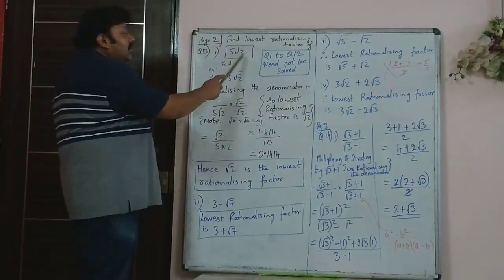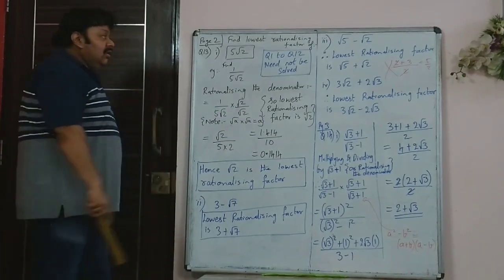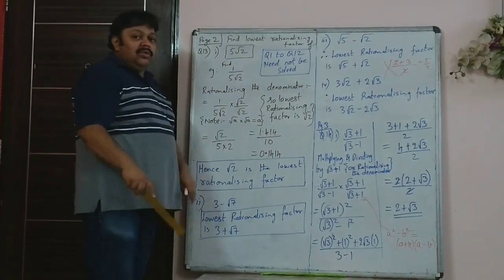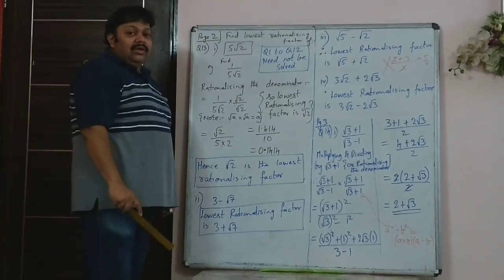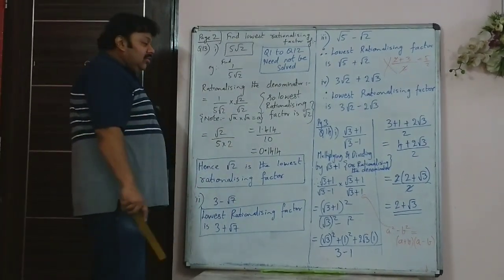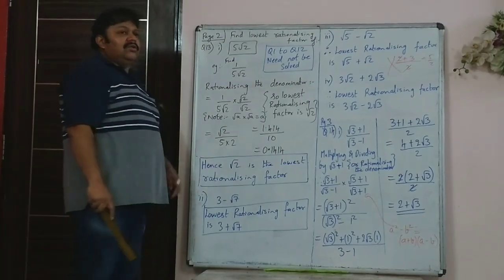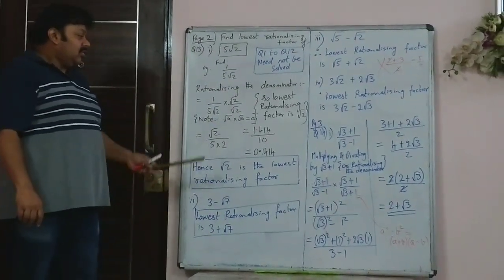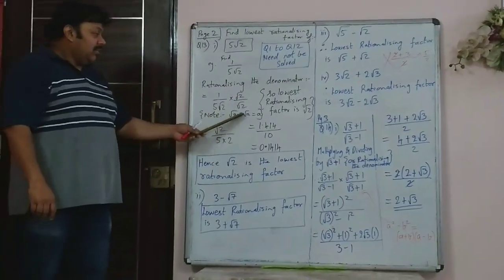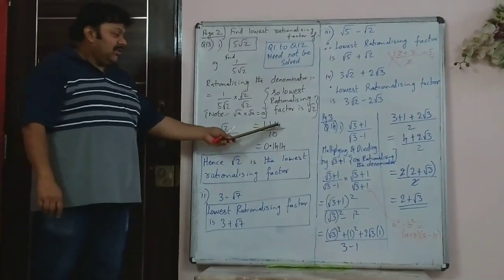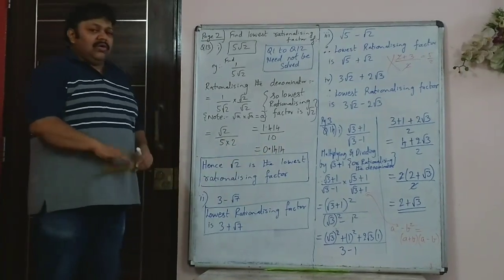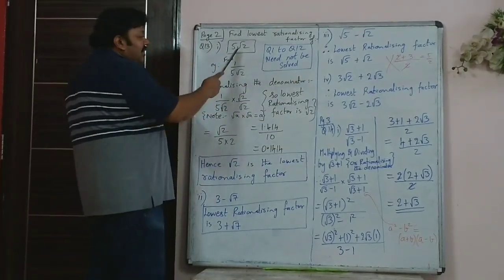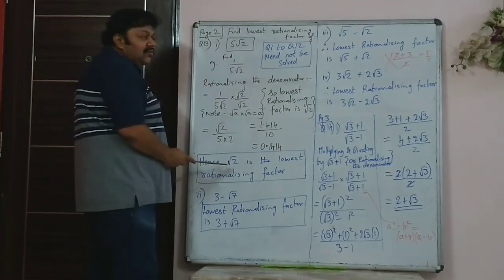You are asked what is the lowest rationalizing factor of 5 root 2. That means if the denominator is 5 root 2, how will you get rid of the root symbol in the denominator? So the lowest rationalizing factor is root 2. So multiply and divide by root 2 will mean it is root 2 upon 10. So 1.414 upon 10. So see, you are not asked to do all this. You are just asked what is the lowest rationalizing factor.